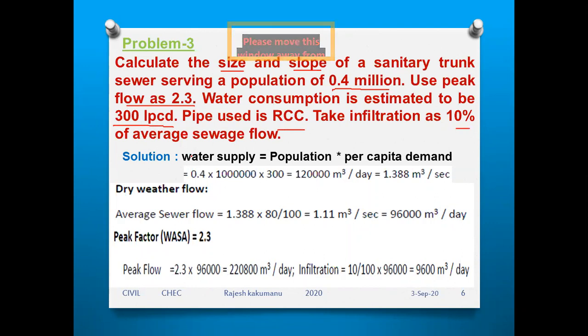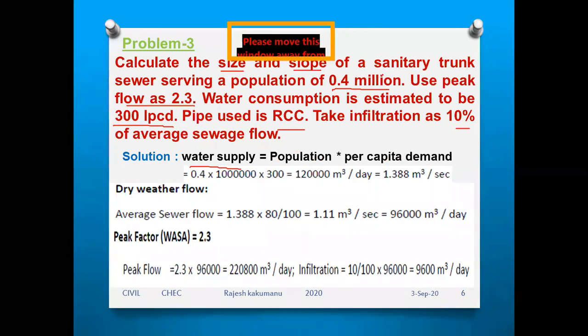So what is the given data? Write the given data. Water supply. So water supply, how do we have to calculate? Water supply is equal to population into per capita demand. That implies, what is the water supply it is giving?